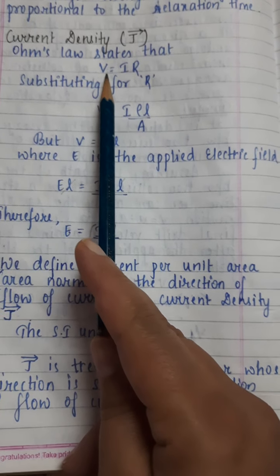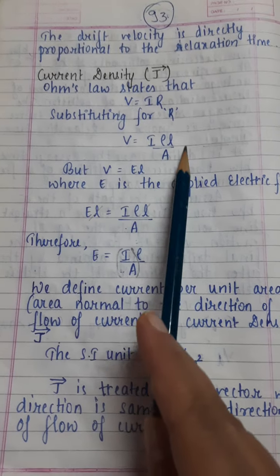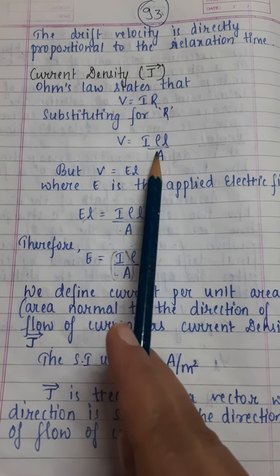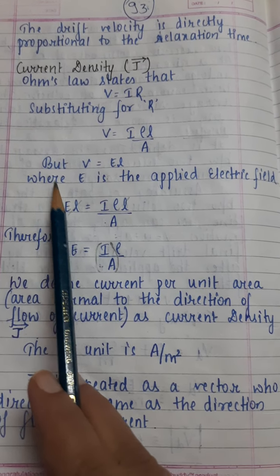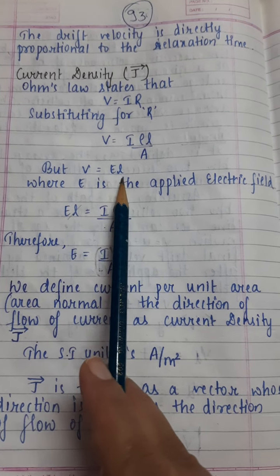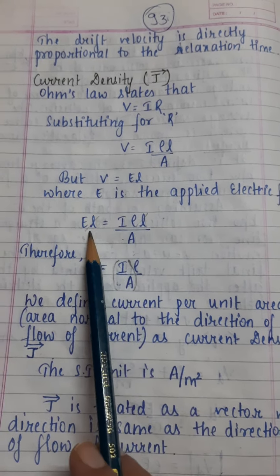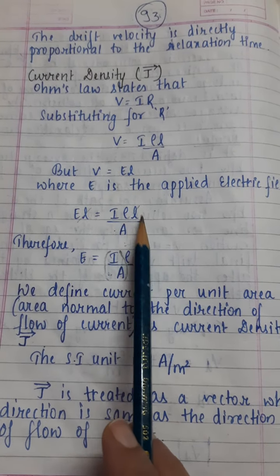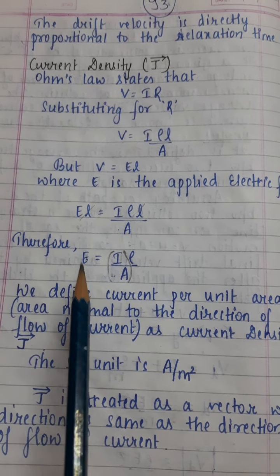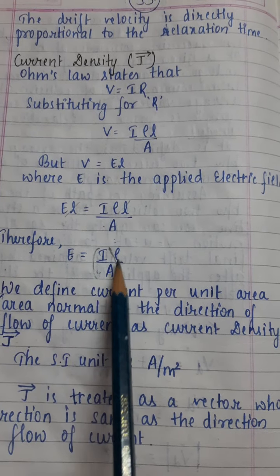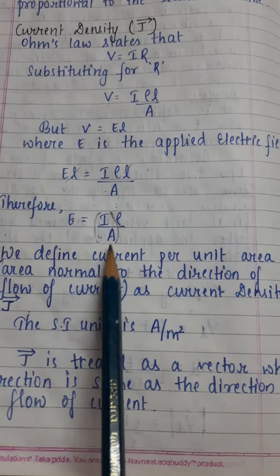This formula we have studied: V is equal to IR. The formula for R is rho L by A, where rho is the resistivity. But in earlier lectures we also learned that potential V is equal to EL. That EL we will substitute here, so instead of V we get EL equal to I rho L by A. L will cancel out, and this will be E is equal to I rho by A.